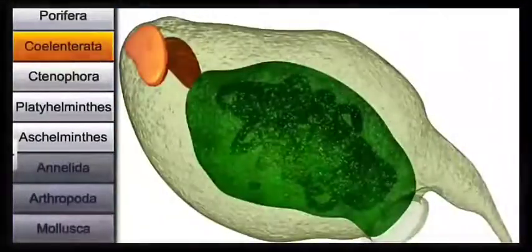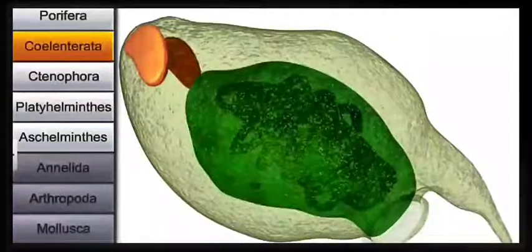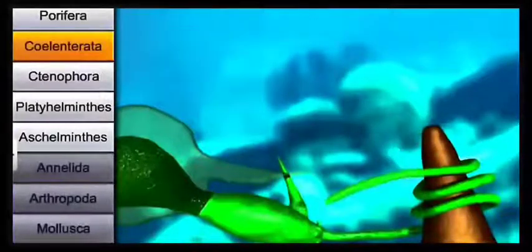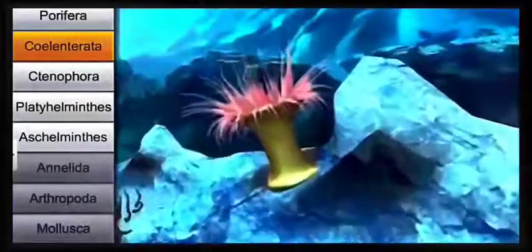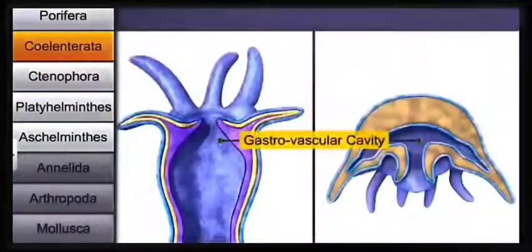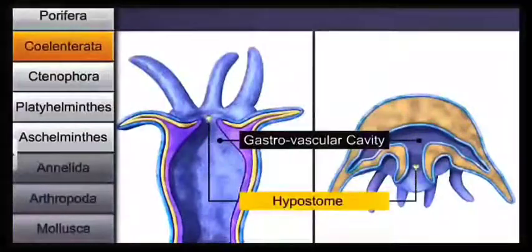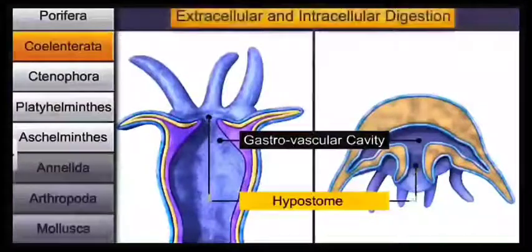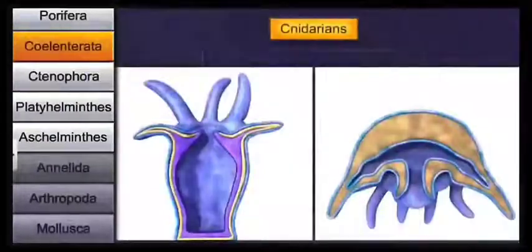They have got tentacles for capturing the food, and they have got characteristic stinging cells which are called cnidoblasts. That's why they are also known as Cnidaria. These cnidoblasts help in capturing the prey. Also they protect themselves from the enemy. They have got a gastrovascular cavity which opens into hypostome, the mouth, which shows both extracellular and intracellular digestion.